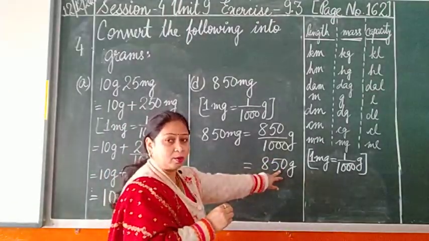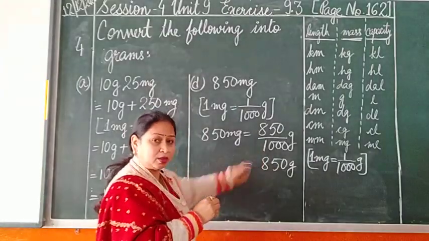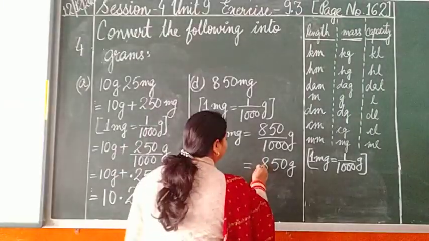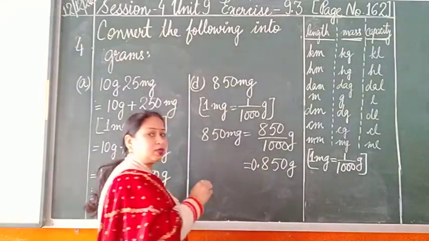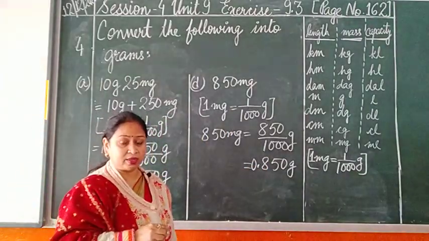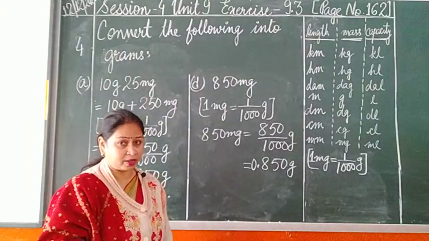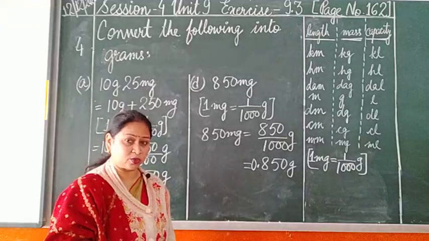Count from the back 3 places, 1, 2, 3, and why 3 places? Because 3 zeros are there. Okay, so convert it. Write it down. Answer is 0.850. See, things are getting easy, no? Okay. Is time there? Yes, we can do the next question also.